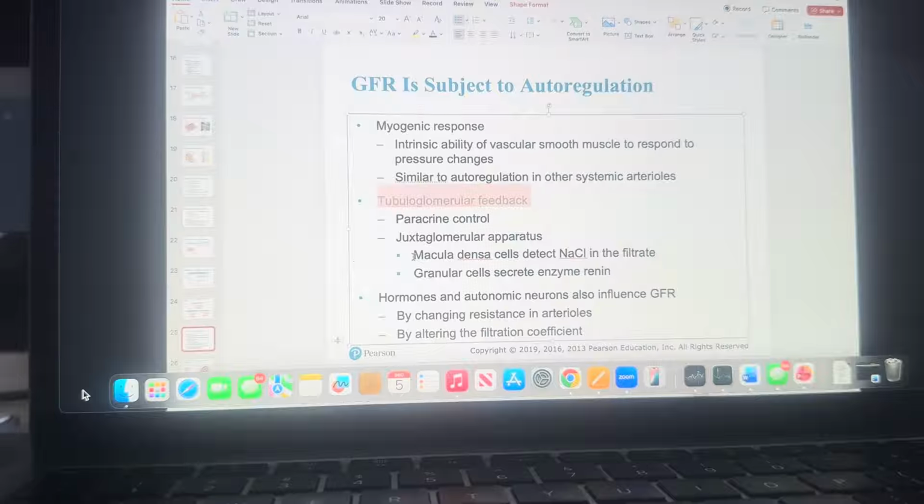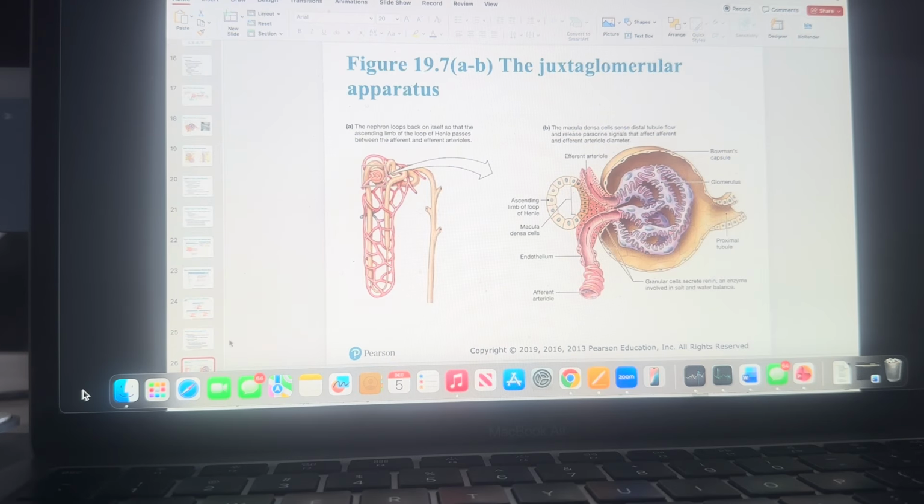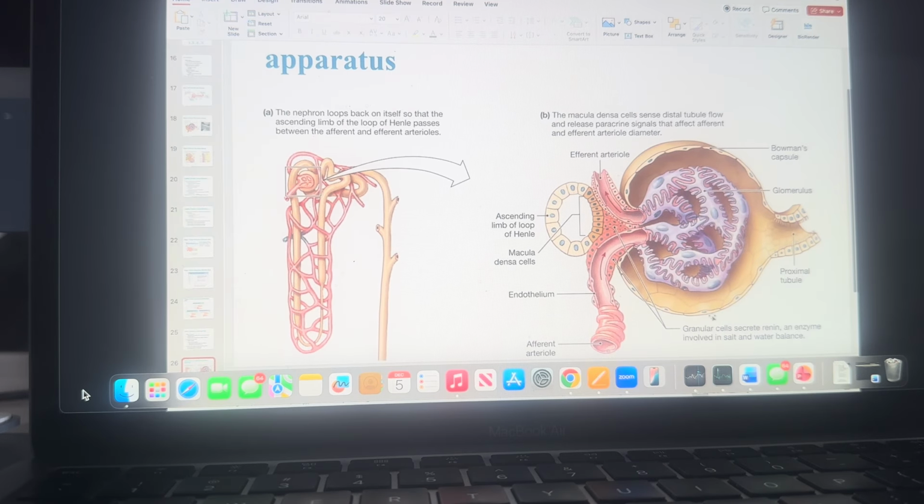You have these cells that can recognize the flow of blood. Here you have granular cells that secrete a chemical called renin. It's a hormone that can modulate water balance in your body. And you have these macula densa cells right against that loop of Henle. They're detecting the GFR, and depending on whether it increases or decreases, they constrict or vasodilate these blood vessels. It does this by sending out chemical signals called paracrine signals, okay?